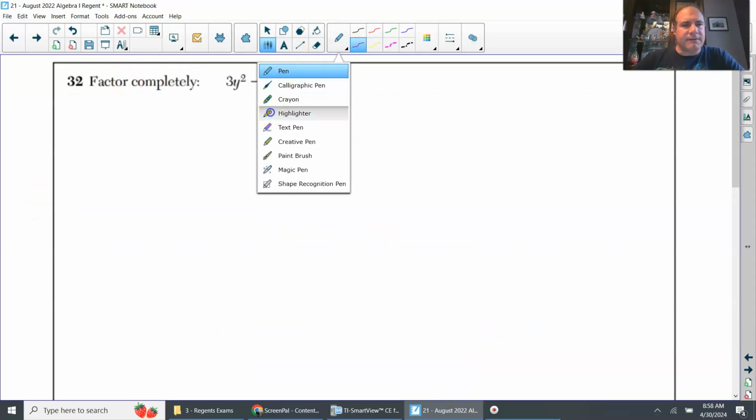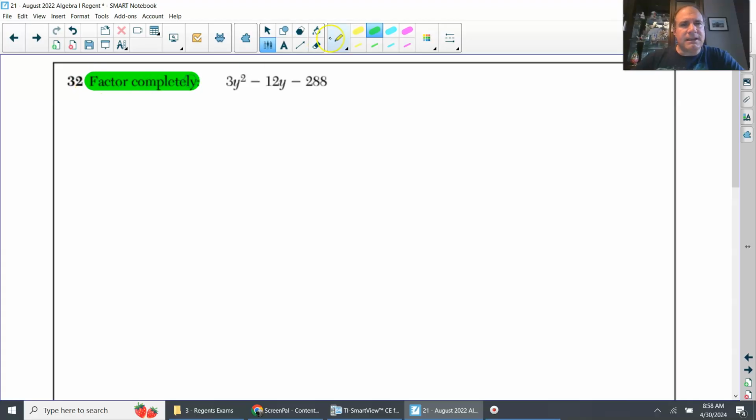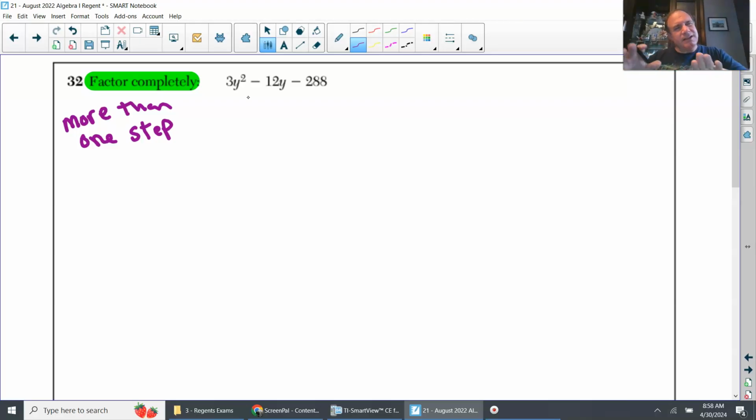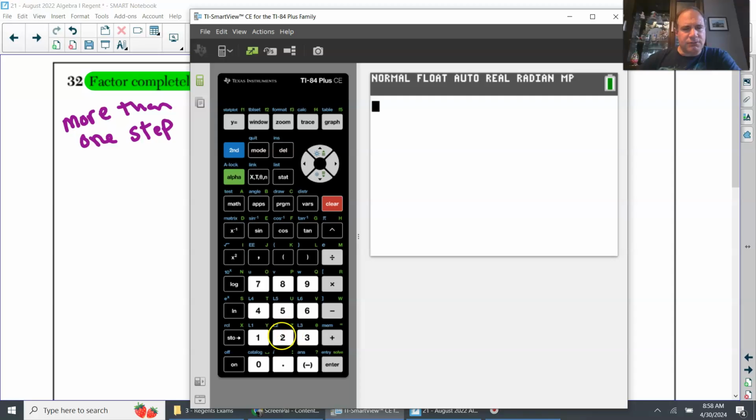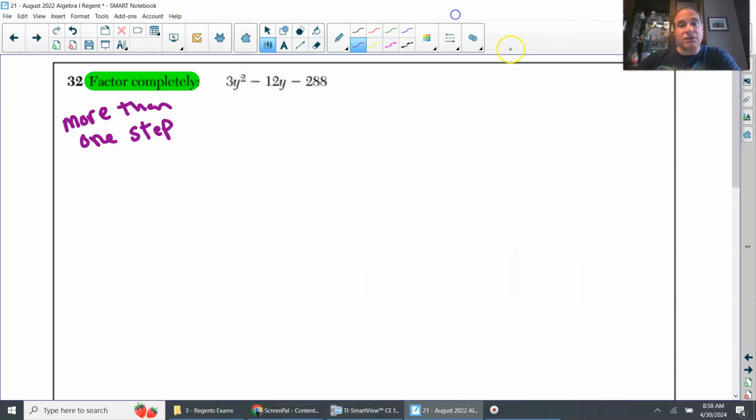So if it says factor completely, that means definitely more than one step. So check to see if you could factor anything out. Now I noticed that all of them do not have a variable. But let's see if 3, see how 3 is here? 3 goes into 12, I know that. But does 3 go into 288? So I'm just going to go 288 divided by 3. And it does. All right, so 96.